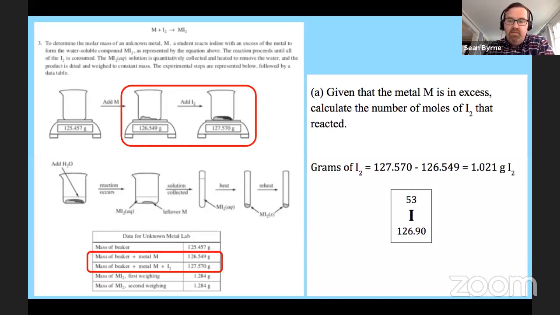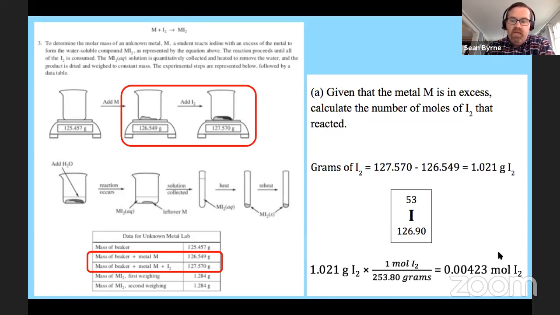Then I would have to look on the periodic table, and I would see that the molar mass for iodine is 126.90. And I'd have to be really careful here to make sure that I use I2, okay, the diatomic molecule iodine. Its molar mass means it would have 2 times 126.90. So that's where this 253.80 grams comes in. And so our solution is that 1.021 grams times 1 over 253.80 gives us 0.00423 moles of I2. Okay, so really just reading the information that's here.